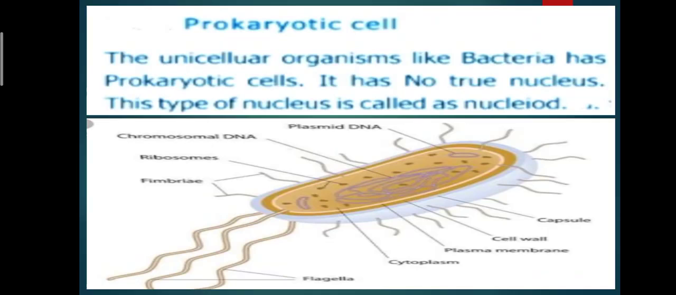Now move on to prokaryotic cells. Cells come in various shapes and sizes based on the presence of the nucleus or membrane-bounded organelles. Cells are broadly classified as prokaryotic cells or eukaryotic cells. Already I told you. Let's learn about each in more detail.